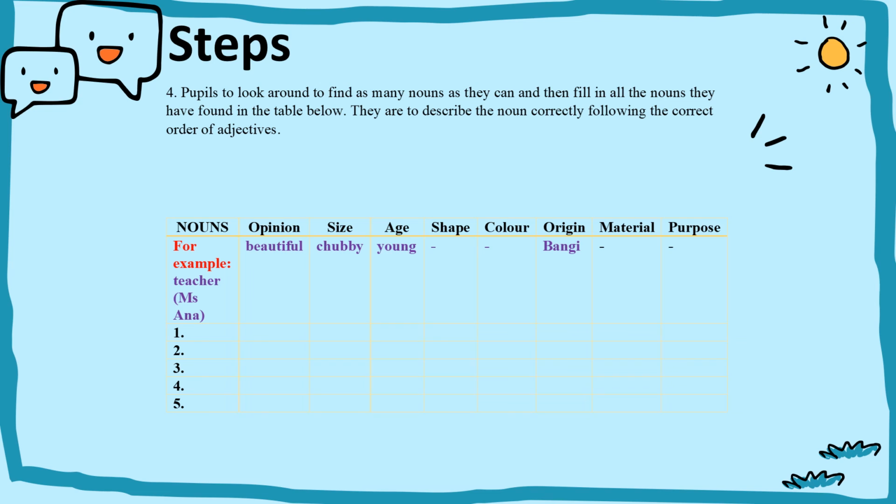To check pupils' understanding, they are to look around and find as many nouns as they can, and then fill in all the nouns they have found in the table below. And then they are to describe the noun correctly following the correct order of adjectives, or SUSCOM. The example has been given.